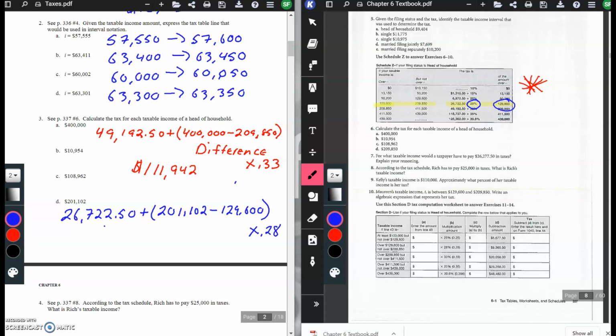So enter it into the calculator just as you see it. 26,722.50 plus parentheses 201,102 minus 129,600 close parentheses times 0.28 gives us an overall tax of $46,743.06. Okay, so you're going to use that table. That's Schedule Z. So anytime we have a Schedule Z problem, we're going to be referring to that table.